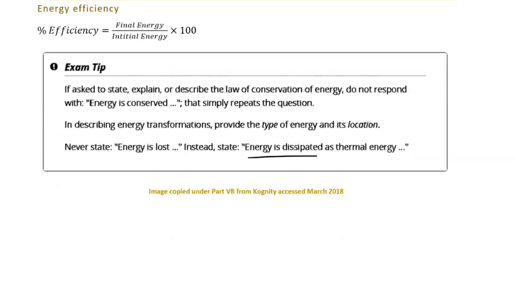We can also look at energy efficiency. Now, as a reminder, energy is never lost. It's merely converted into another form. So it's not technically correct to say energy is lost. You need to be a little more specific. You might talk about kinetic energy being lost, but that kinetic energy needs to go somewhere. Perhaps it's being turned into heat. So work done due to friction is causing that energy to be dissipated as thermal energy. So remember, talk about the type of energy and its location. That's what this little exam tip box is here.